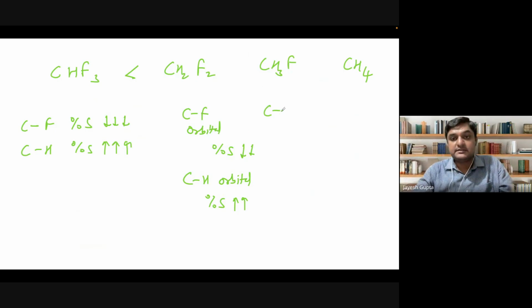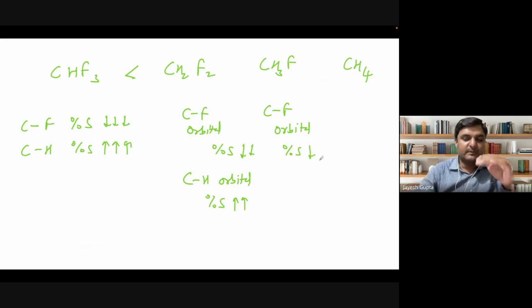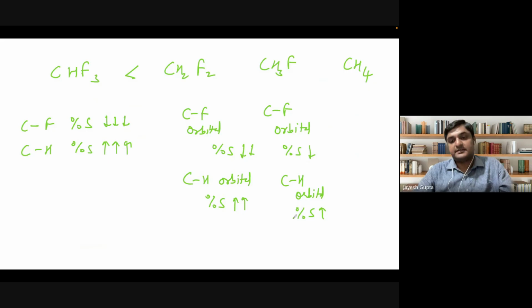CH3F, CF orbital. Here percentage S character, since there is only one fluorine atom, so the change will be very less. So CH orbital, here percentage S character will be also increased by less extent. Here it is increased by larger extent. So the bond length will be higher for CH3F.